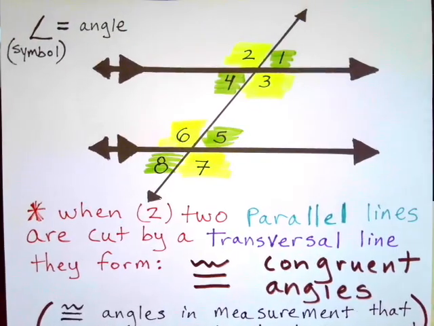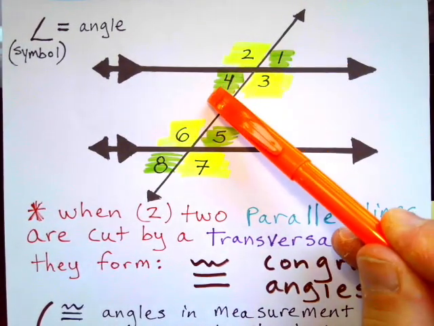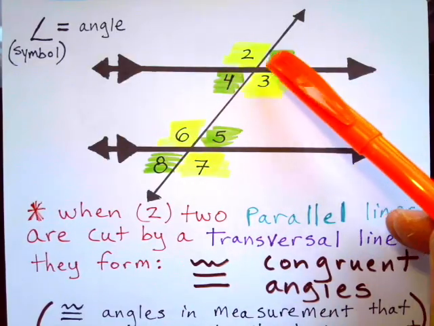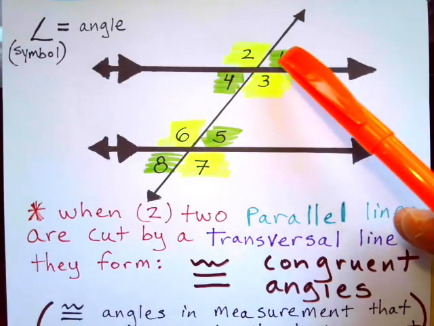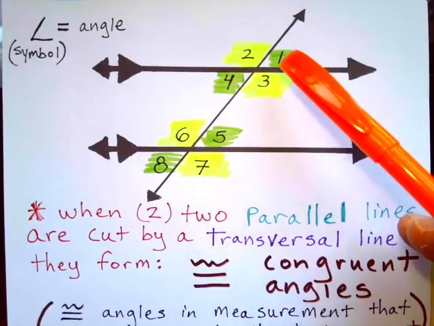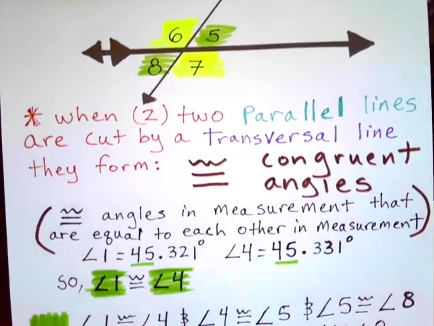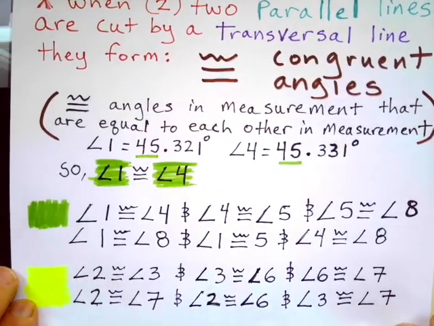So again, I'm highlighting these. Angle 1 is congruent or equal to angle 4 as far as measurement goes, right? They're not exactly the same, but they're congruent. 1 and 4 are congruent to each other. Angle 1 is 45 degrees. Angle 4 is 45 degrees in my example. All right, so these are the angles that are going to be congruent to each other.